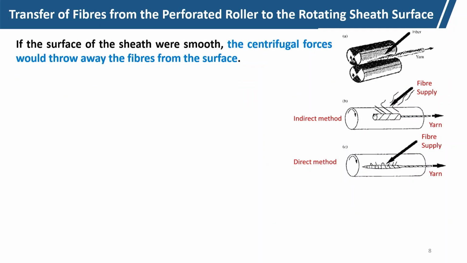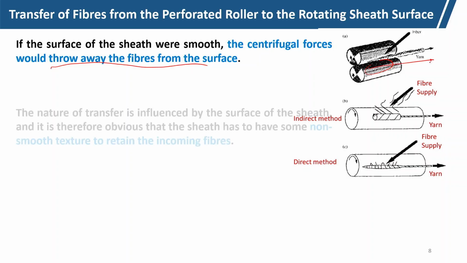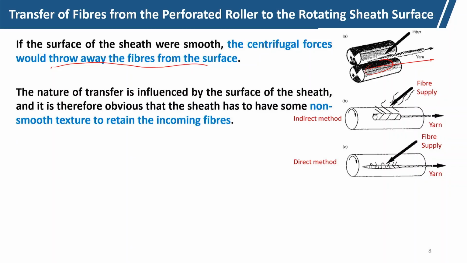If the surface of the sheath were smooth, the centrifugal force would throw away the fibers from the surface. So, the surface cannot be smooth here, because the centrifugal force is there. That is why, due to centrifugal force, the fiber will come out. The nature of transfer is influenced by the surface of the sheath. Okay. Because if the yarn surface, whatever the core, if the surface is smooth, the next fiber which is falling will simply be thrown out due to the centrifugal force.